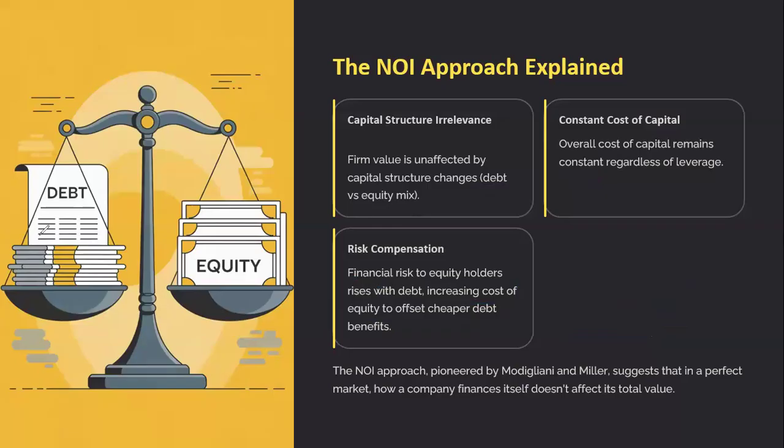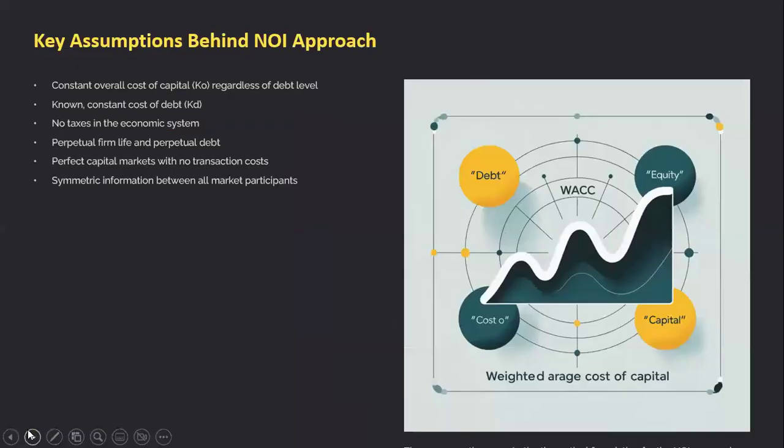But financing risk to the equity holder rises with the debt, increasing cost of equity to offset cheaper debt benefits. So in net income approach, he ignores the risk. What he gives importance to is that it is cheaper to take others' money rather than investing your own. But in net operating income, he says risk can be there if I take more loans. So instead of taking more loans, invest own capital, but make sure that the income generated by operations is higher.